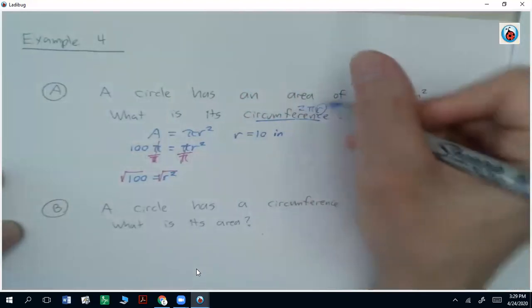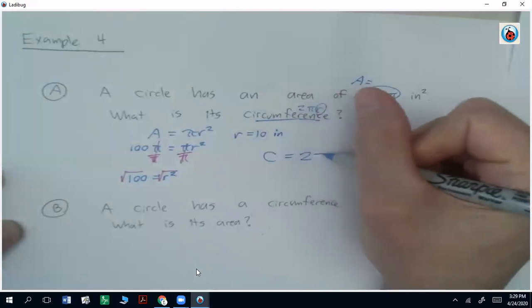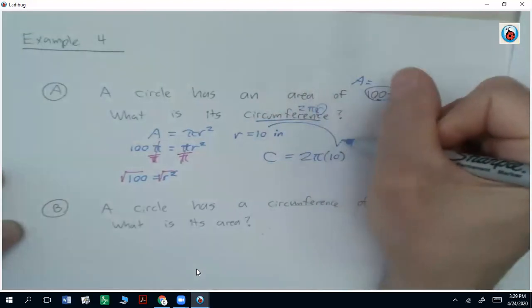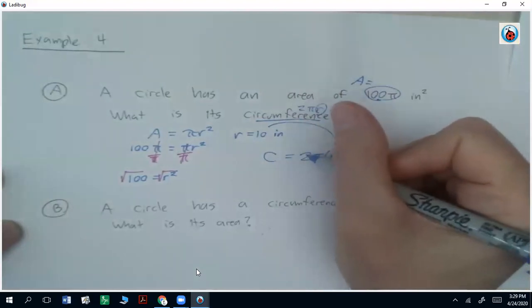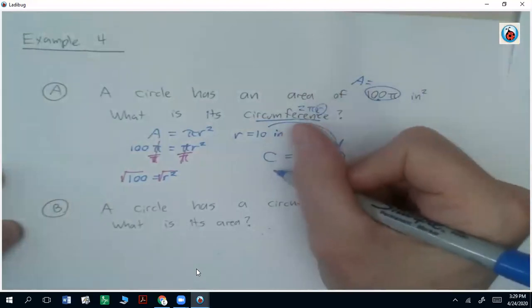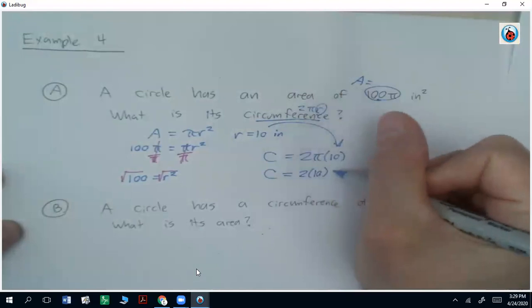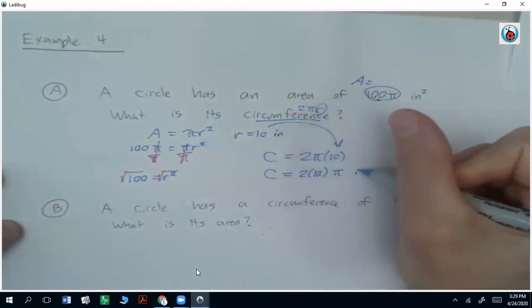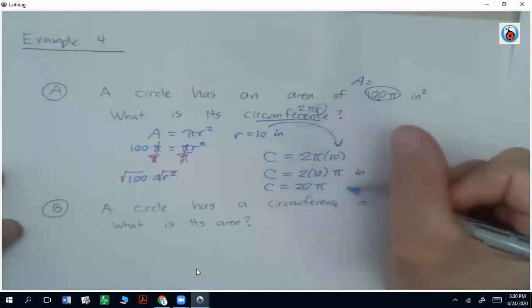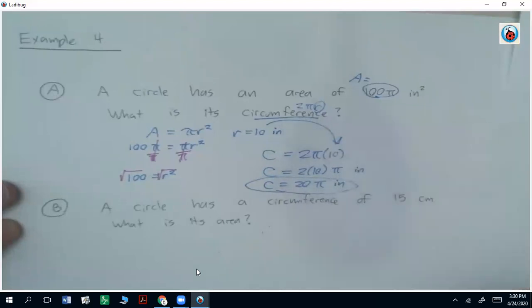we want to know the circumference. I can plug in 10 for 2 pi r. So let's plug that 10 in here. And let's do it in terms of pi since it gives me the area in terms of pi. So the circumference would be 2 times 10, which is 20, times pi. And the unit's in inches, so 20 pi inches. Of course, if you wanted the decimal, you could put that in the calculator.